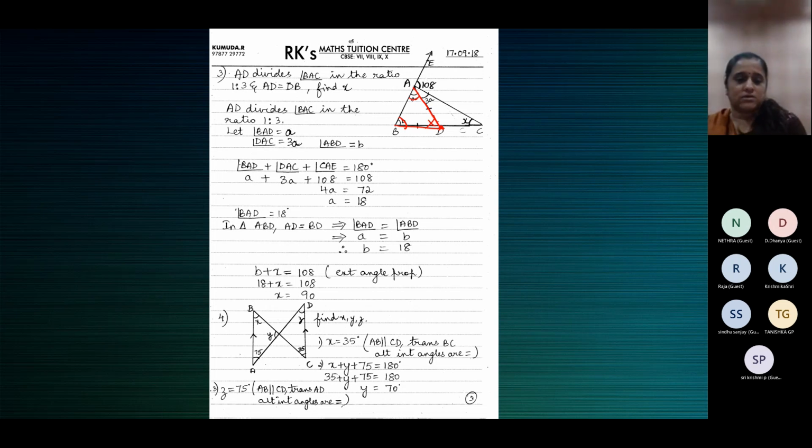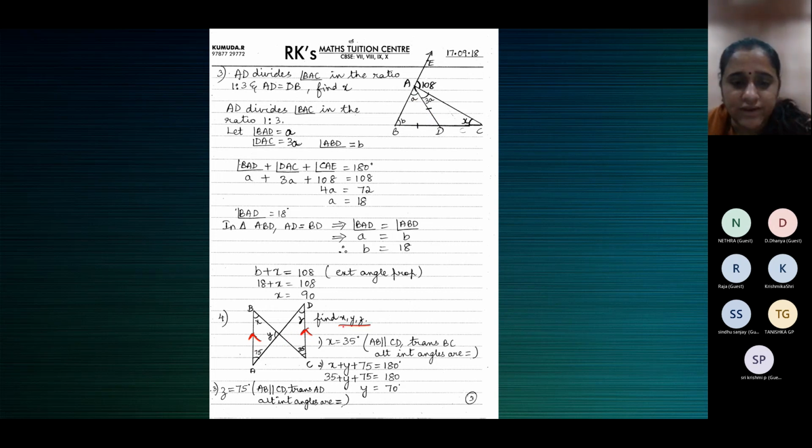Okay. So in the fourth one, you can see in the figure these arrows, which indicate that AB is parallel to CD. It won't be given, children. It will not be mentioned that AB is parallel to CD. From the symbols, you should understand that these two lines are parallel. AB is parallel to CD.